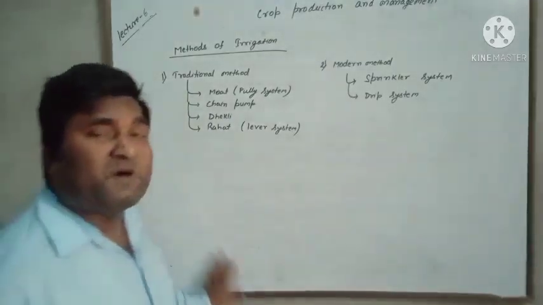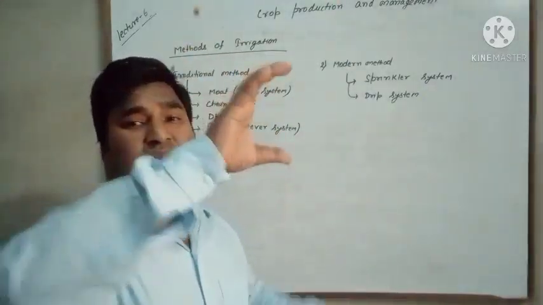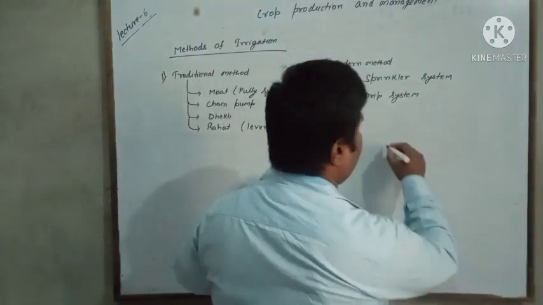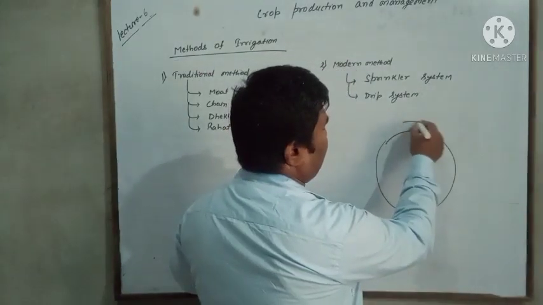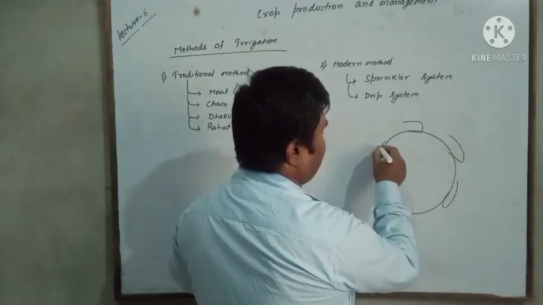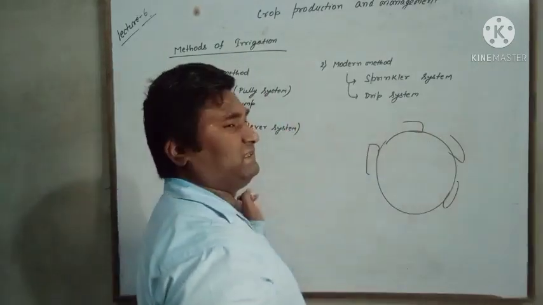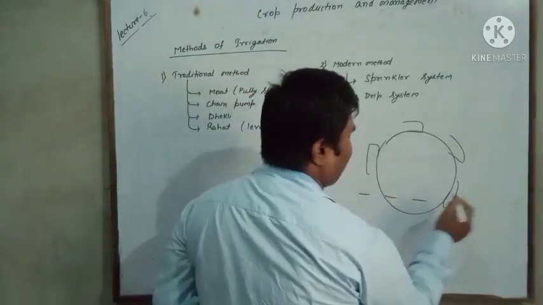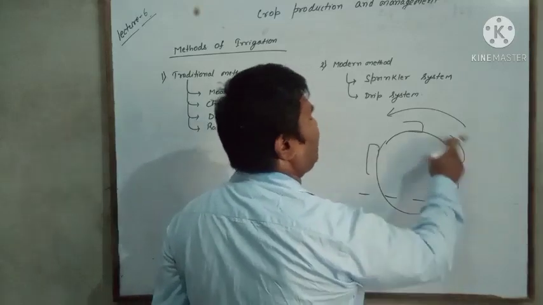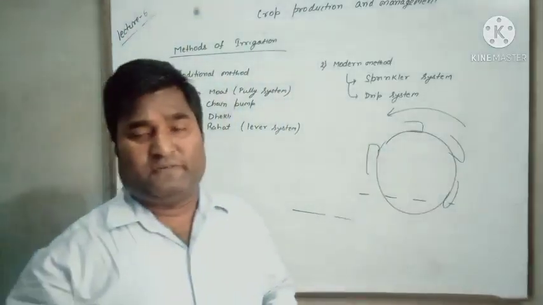Next is chain pump system. In the chain pump system, a big wheel is there, and containers are placed like this. Here the container is like this, and it is rotating. So it will take the water and release it here. If it is rotating in this direction, this is the water body, so when it comes down, it will take the water and release it here, and from this canal, water will go to the field.